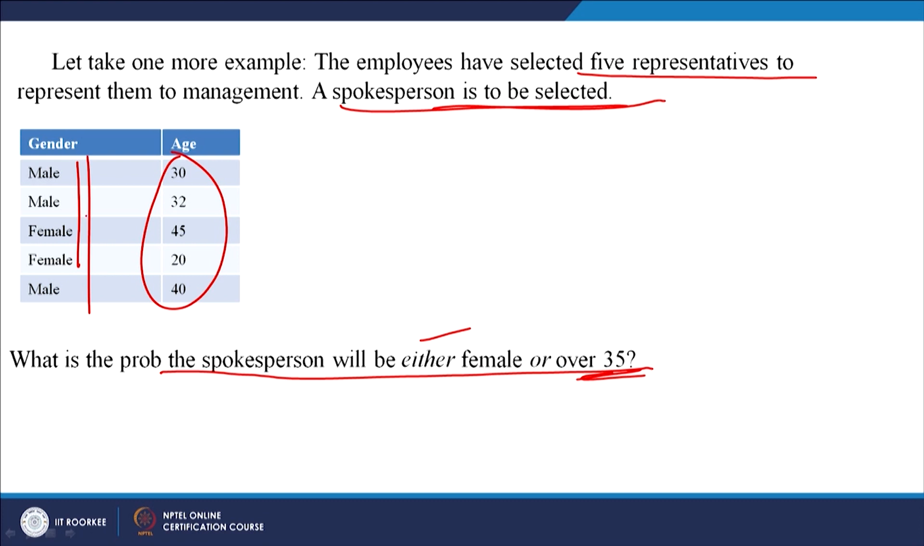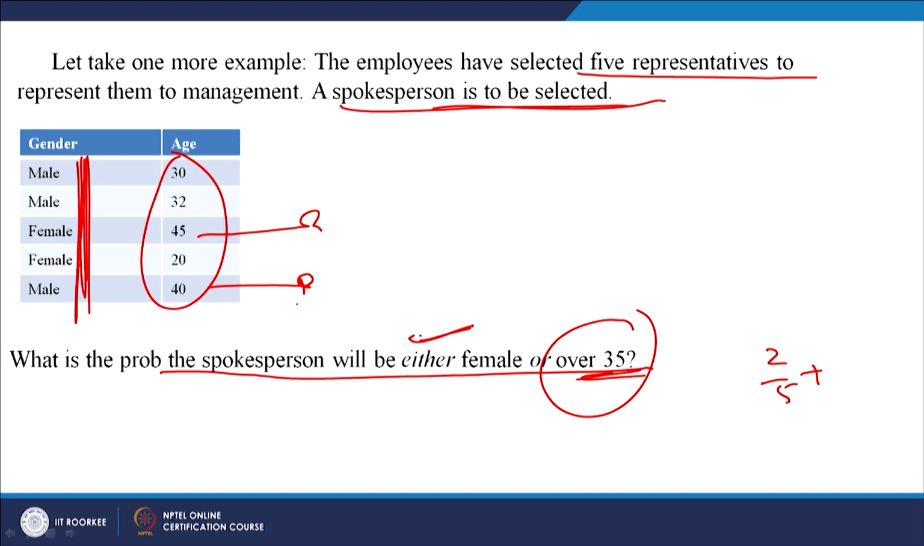So, how many total people over here? 5, right. So, either female, right. So, how many females? 2 females, right, plus over 35. How many people are of over 35? Just see this one and this one, right. Those employees who are over 35. So, this is 2 by 5.